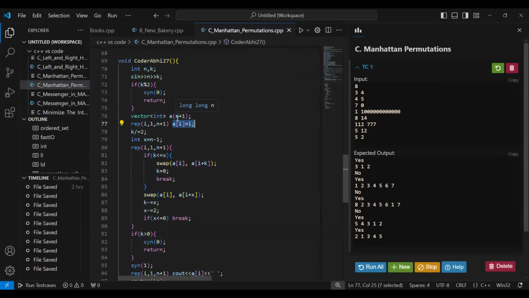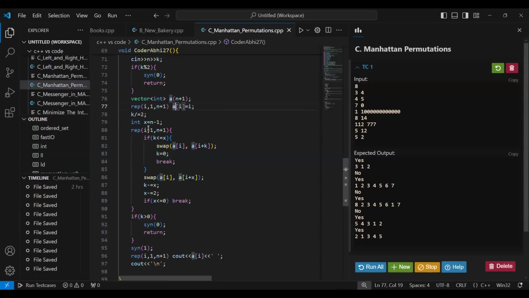So in our permutation also, for swapping and all, we have one based indexing. So I'm taking one based indexing here. So A0 is irrelevant here, from A1 to An I'm taking. So I'm assigning ai as i. Now the y I wrote in my explanation is x here. So I hope you understand it. So this is the y which I wrote in my explanation. So that is initialized with n minus 1.